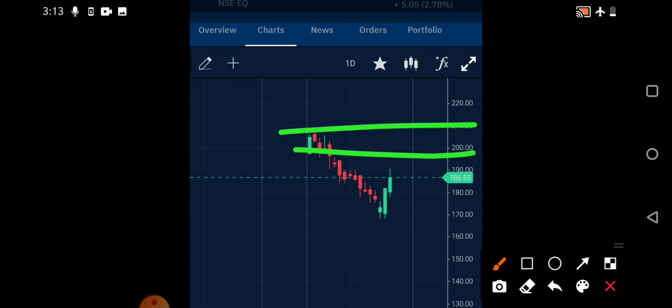So the best entry can be the current levels itself. So blindly enter there, nothing to worry. So keep holding, try to average.